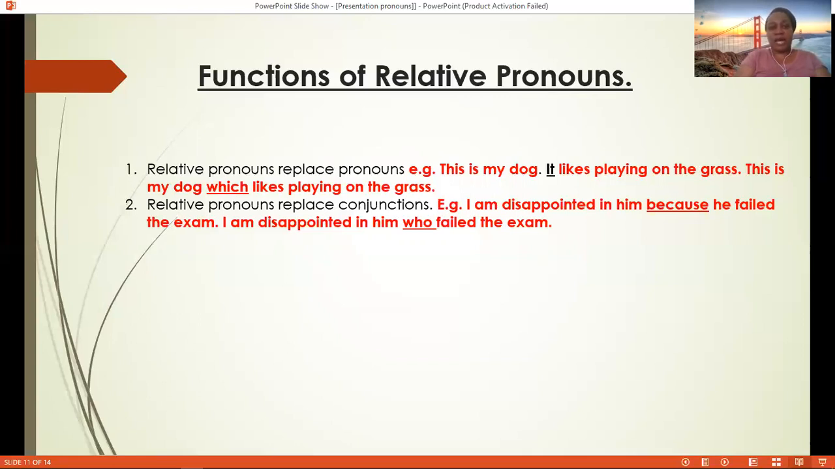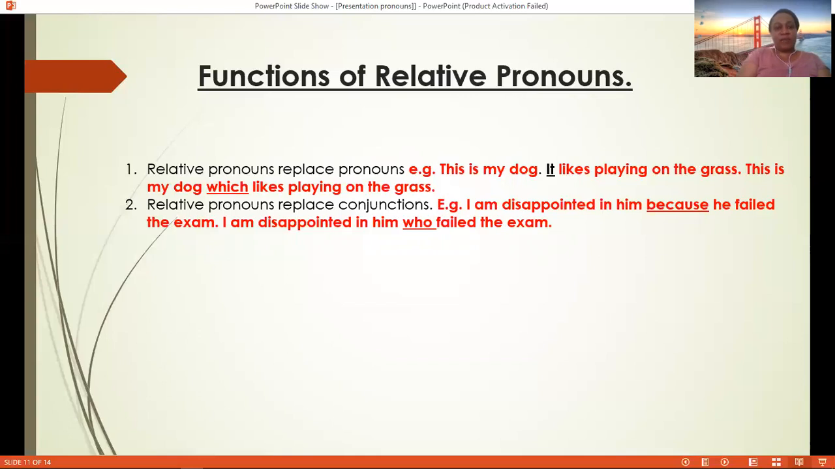Relative pronouns replace pronouns in general, not conjunctions in this example. The pronoun it has been replaced by a relative pronoun which.